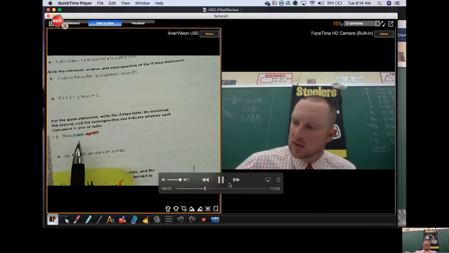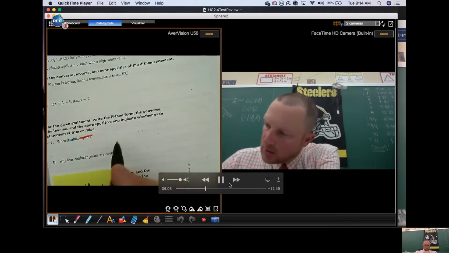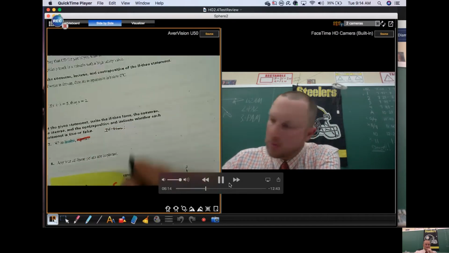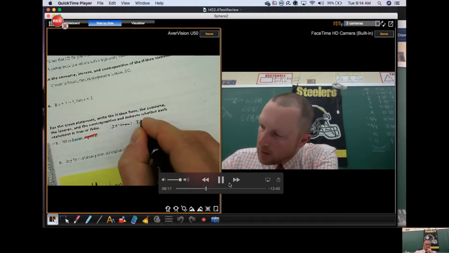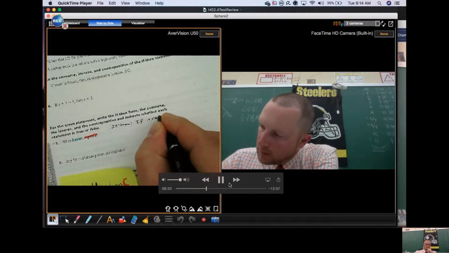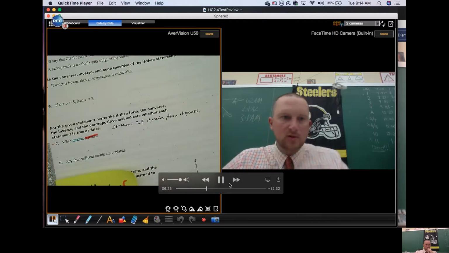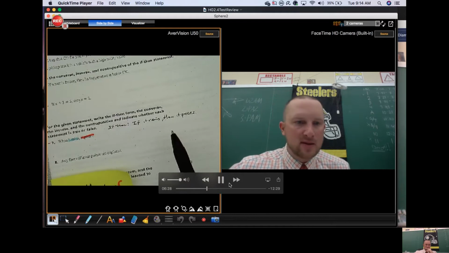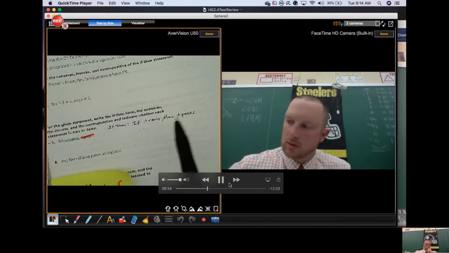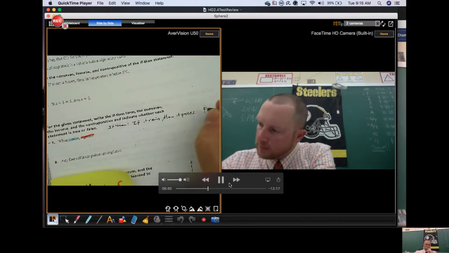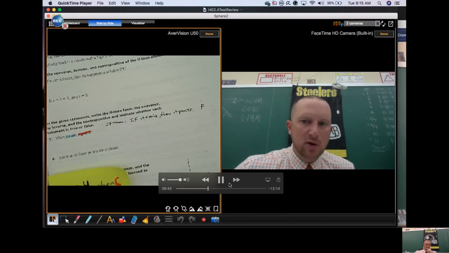So what you need to do is write the statement so there is an if and a then. So this would be your if-then form. If it rains, then it pours. You would need to identify that statement. That's just what we did in the last section. Now, is this true or false? If it rains, does it pour? Not necessarily. It could sprinkle.